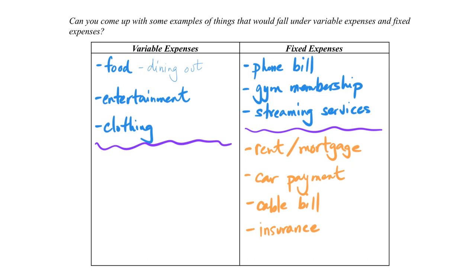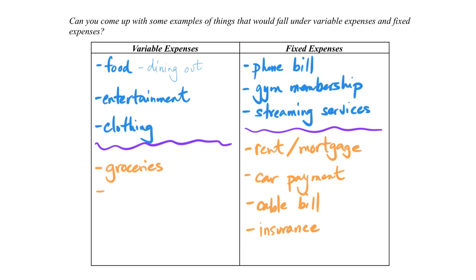Things that would fall under variable, things that are not the same every month. Well, we already have food up top in terms of dining out, but this might be one where I would say groceries. It would be freakish if every single time you walked out of Metro or Superstore or Food Basics your bill was the exact same every week. So groceries are going to be a variable expense.